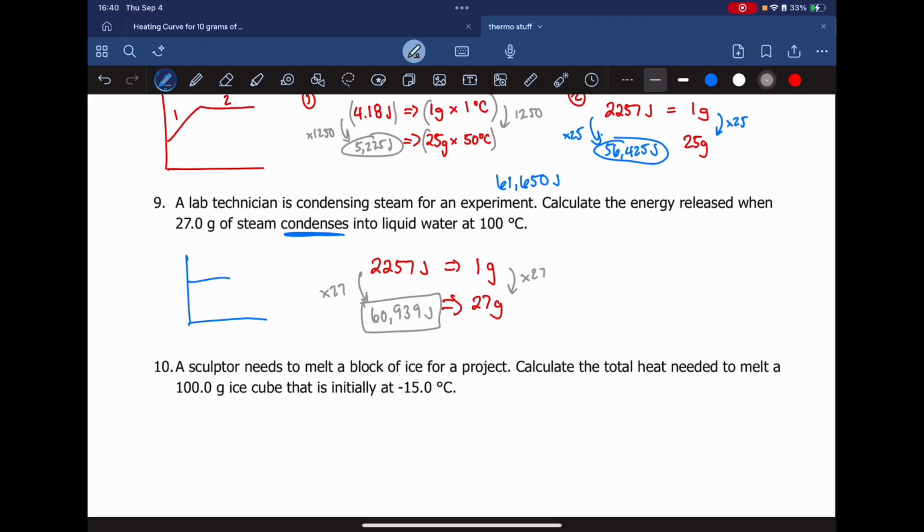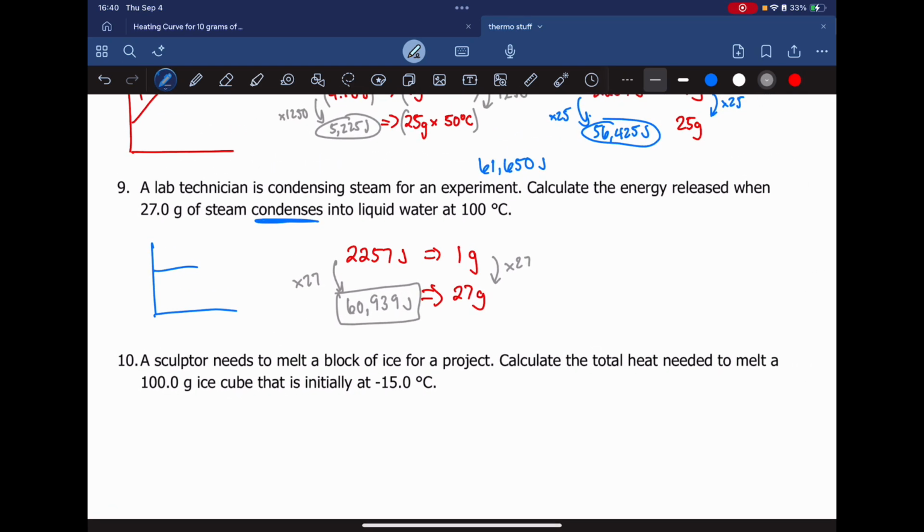Okay, question number 10. A sculptor needs to melt a block of ice for a project. Calculate the total heat needed to melt a 100-gram ice cube that is initially at negative 15 degrees Celsius. Okay, no one-stepper. Didn't get so lucky this time. How many steps is this?